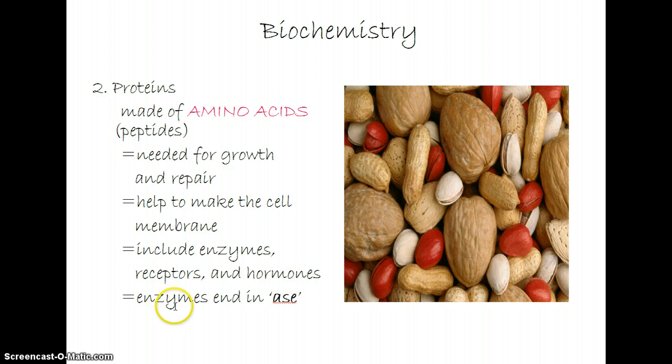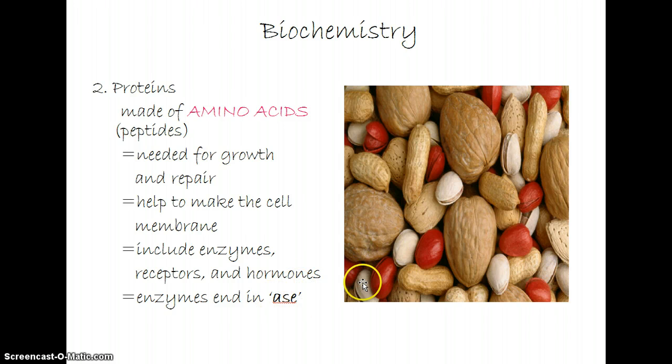Now, enzymes end in A-S-E. Like before I told you about carbohydrates, sugars end with O-S-E. Enzymes end with A-S-E. So if you had a sugar like maltose, the enzyme that would break down maltose would be maltase.